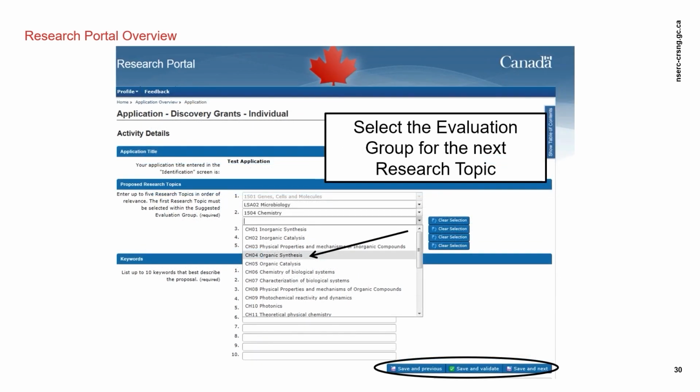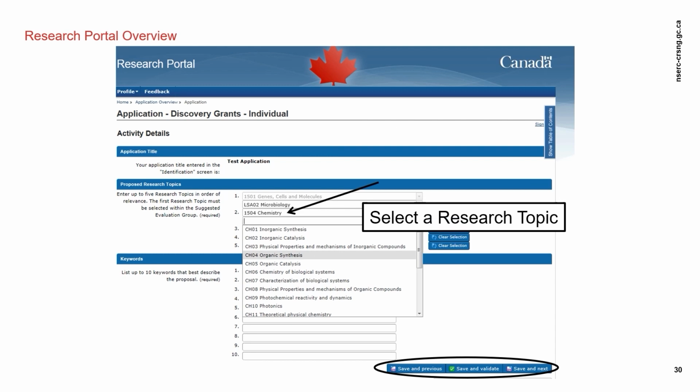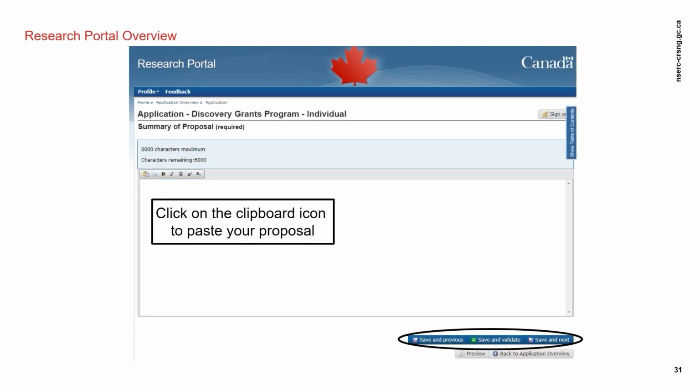Within this module, you will also need to enter up to 10 keywords that best describe this proposal. It is important to always save and validate. Up next is the Summary of Proposal module.